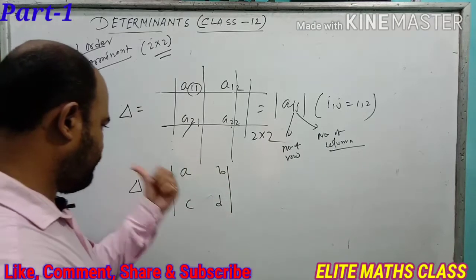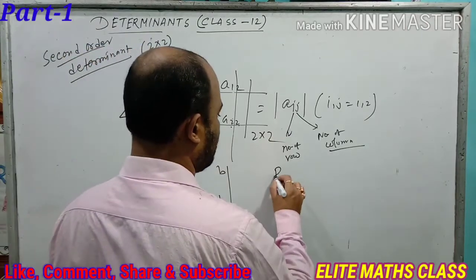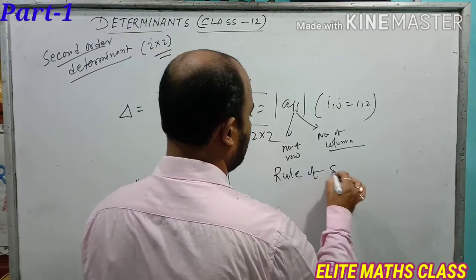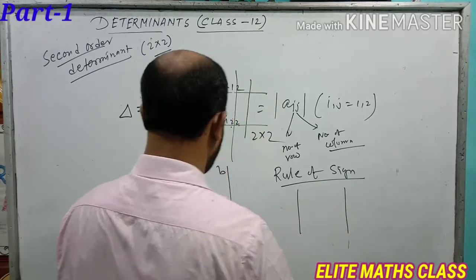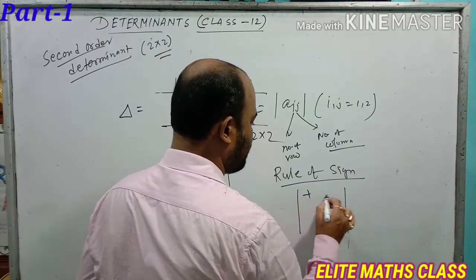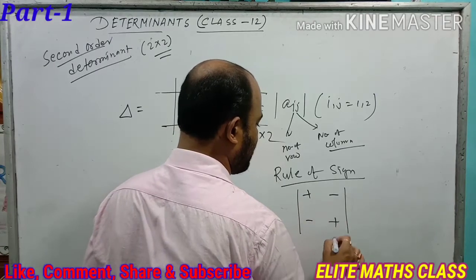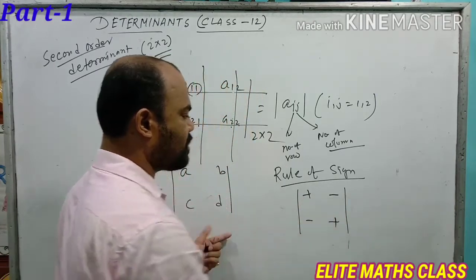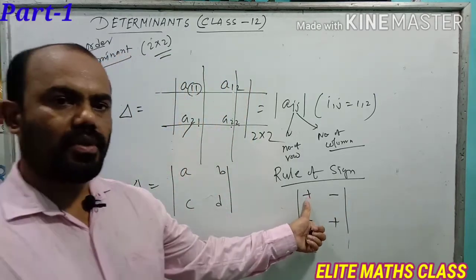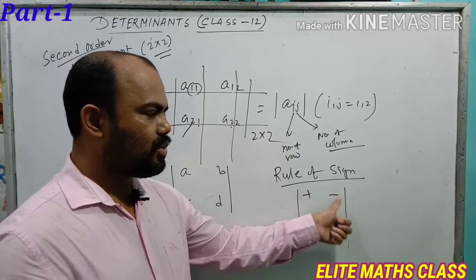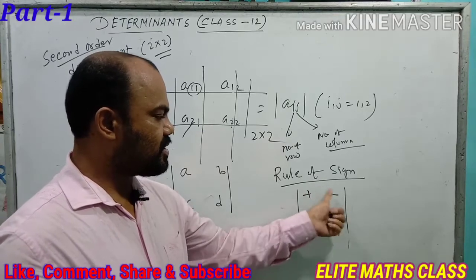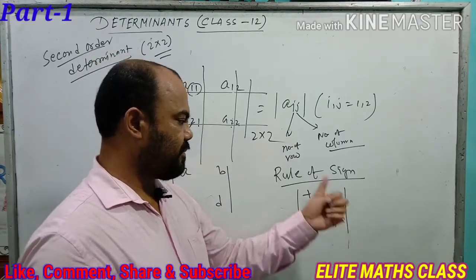Now in a second order determinant, another thing we have to remember is called the rule of sign. In a 2 by 2 determinant, how many elements are there? 4 elements, that is 4 positions, and these are the signs of each position. This is the first position, or 1 1 position, plus, minus. According to row or column, in whichever direction you go, all the signs are alternate.